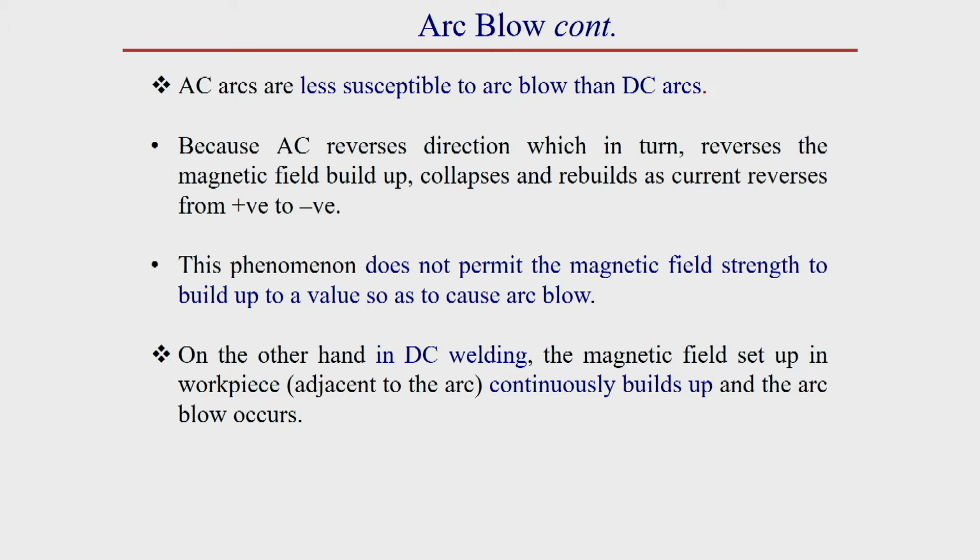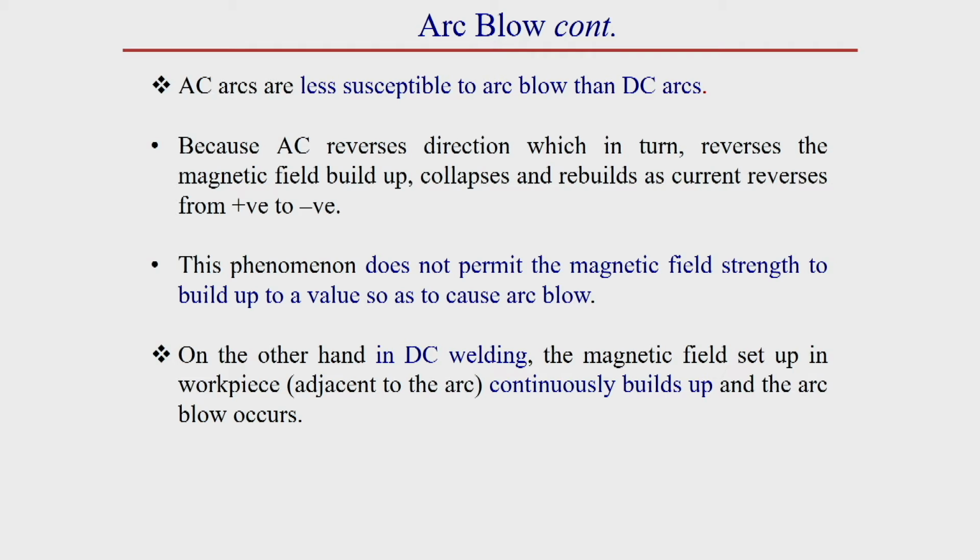Due to this collapse and rebuild of the magnetic field, the magnetic field generally cannot build up to such a high value that it can create arc blow. Because of this cyclic variation of current from positive to negative, the magnetic field cannot build up to a value which can produce arc blow. That is why in case of AC current, arc blow is rarely found.